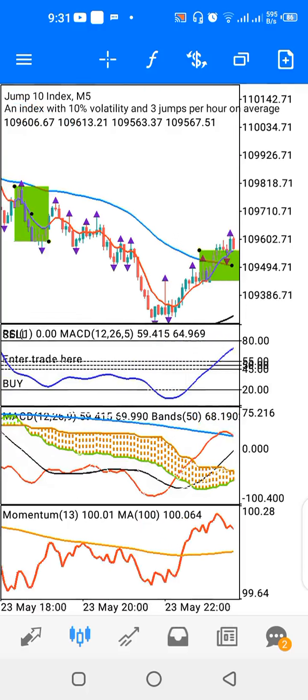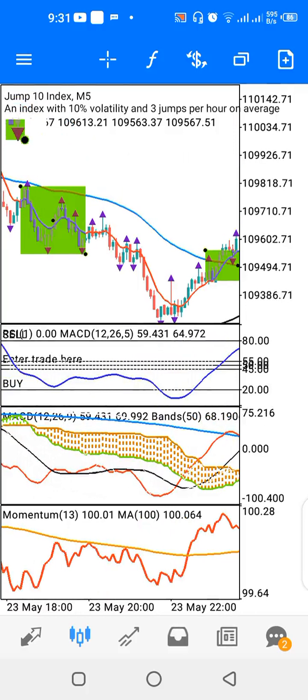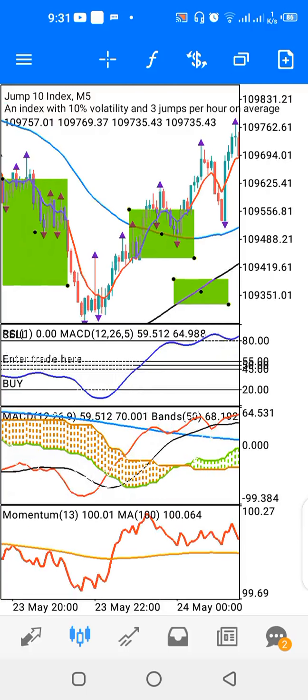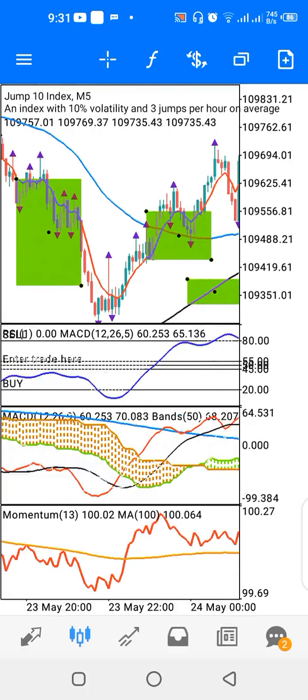So for every dip below, I'll take that as consolidation, and I'll wait for the actual trend to continue, which happened around here. So it's very simple. It's a simple strategy that works very well for Jump 10 Index. It also works for Boom and Crash. It works for Volatility Index. Okay, so that's that for the main window.